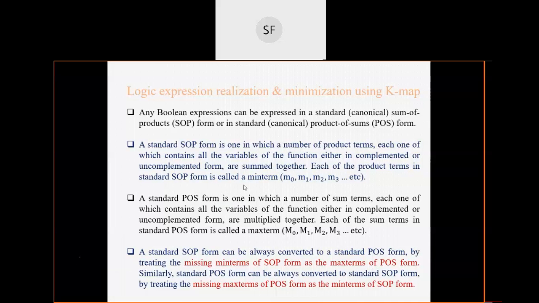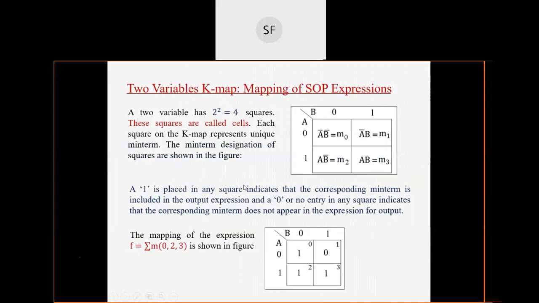Now we will proceed. Now this is very important. Our lectures will be aligned in this manner. In today's lecture we will see about two variable K-map. In maybe the next lecture we will see about three variable K-map and few examples on that, and after that we will see four variable K-map.